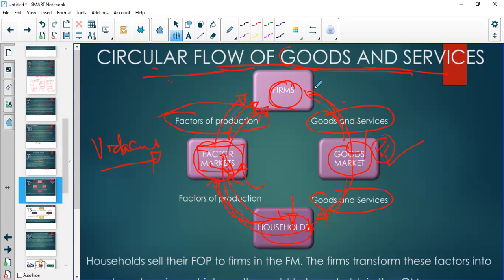I don't know what is clockwise. So I think this is clockwise. Right. So I think that is clockwise.